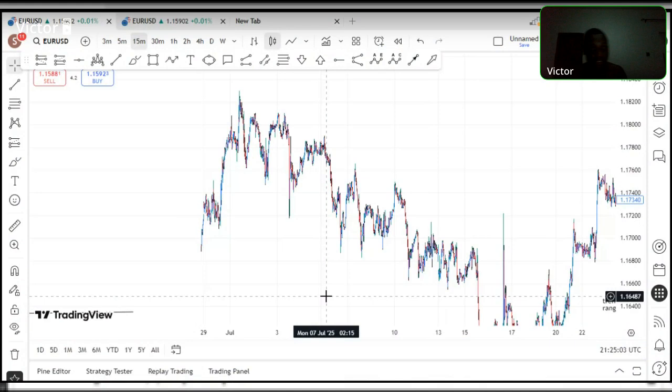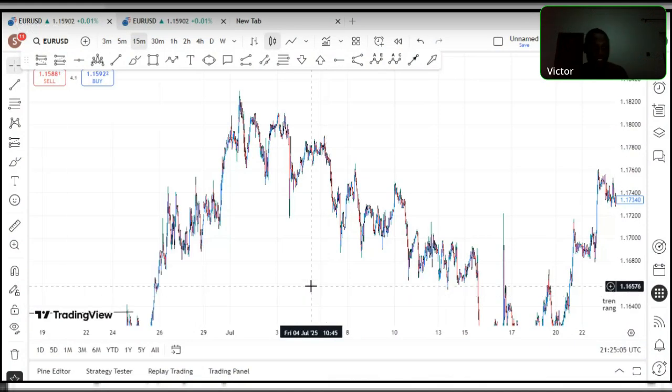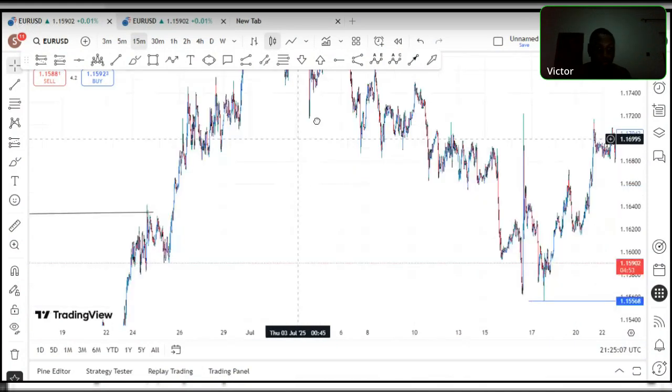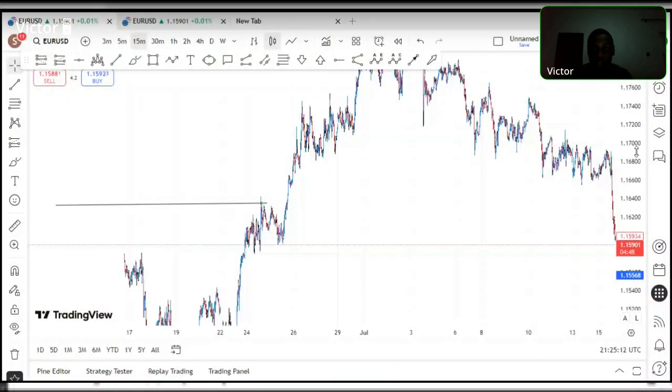So now this one too is also a downtrend. Sorry, it's also an uptrend from here to here. That is also an uptrend.